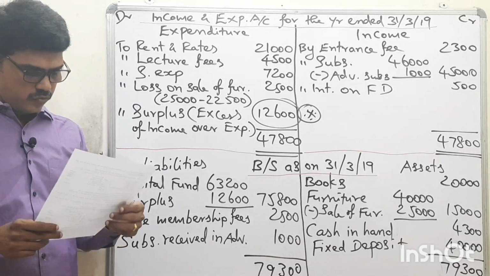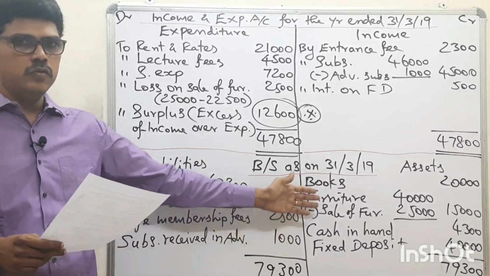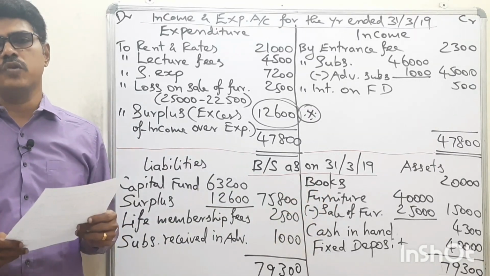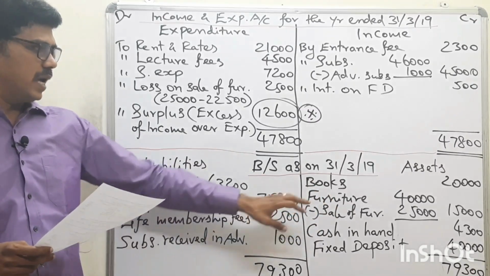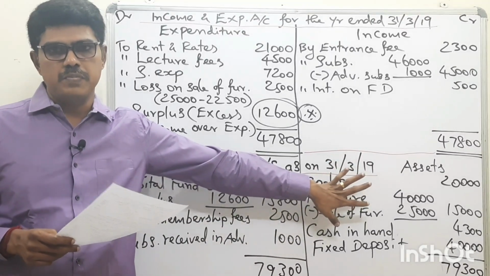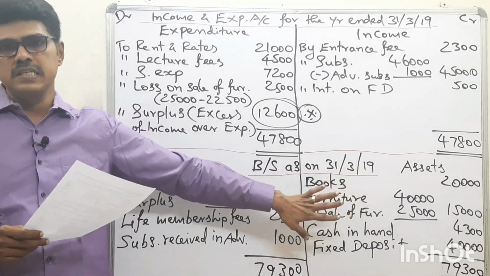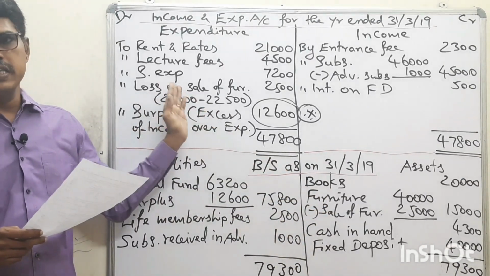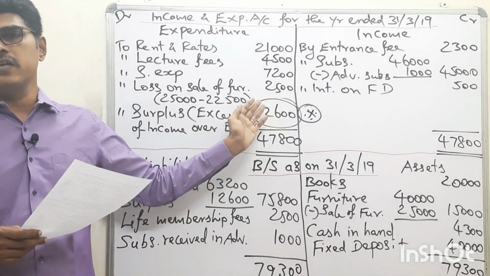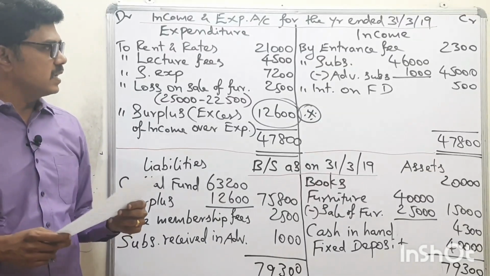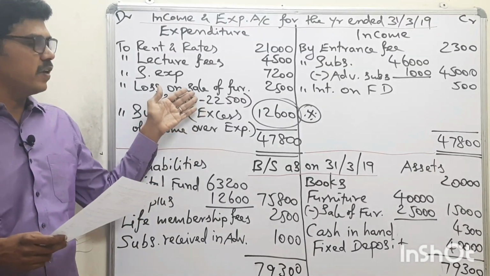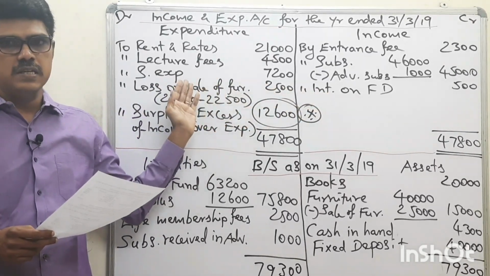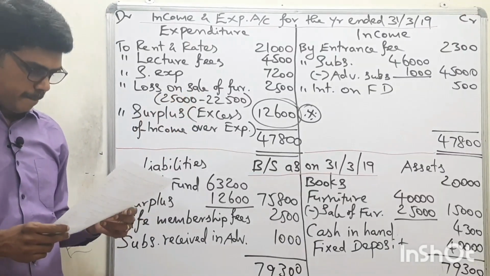Sale of furniture is given, so when we write the value, we should subtract the book value of furniture. Because in the balance sheet, only the book value should be subtracted. The profit or loss incurred by the sale of an asset should be shown in the income and expenditure account according to the nature of transactions. If it is profit, it should be shown on the income side. When there is loss, it should be shown on the expenditure side.